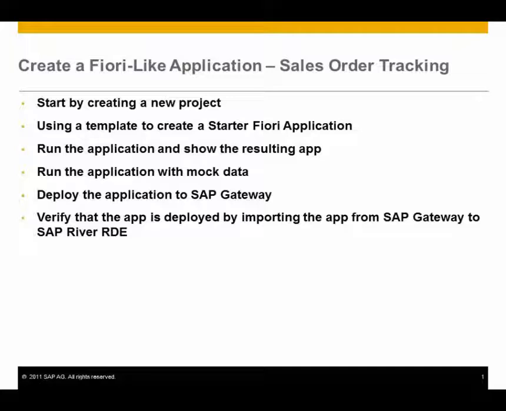So we'll start with creating a new project in SAP River RDE. We will be using a template to create a Story Fiori application. Then, when this application is done, we will run it and I will show you the result. We will then continue and we will run the application with mock data. And at the end, we will deploy the application to SAP Gateway. And to verify that it is deployed, we will just import this deployed application back to SAP River RDE and run the application. So let's get started.